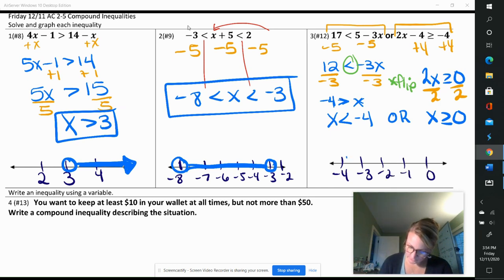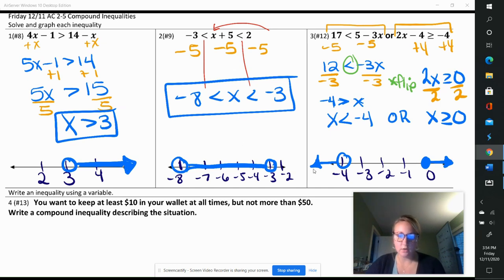So x can be less than -4, or greater than or equal to 0. And inequalities are shaded in between, or inequalities are shaded on either side.